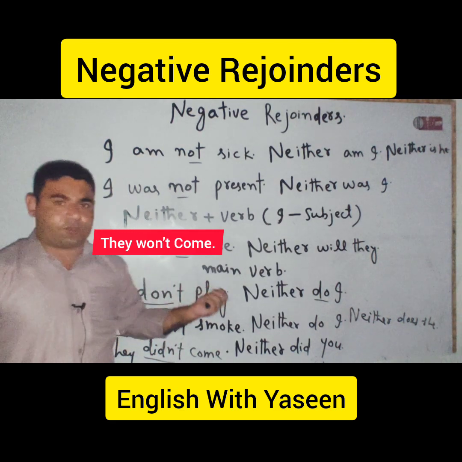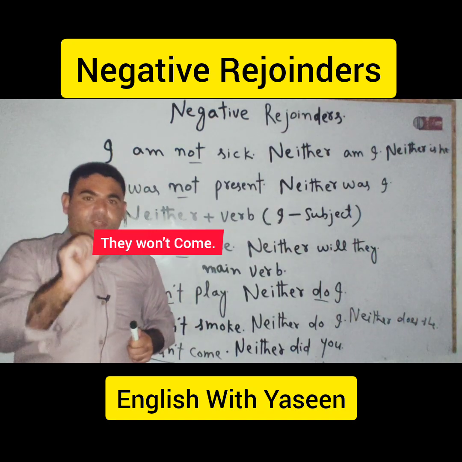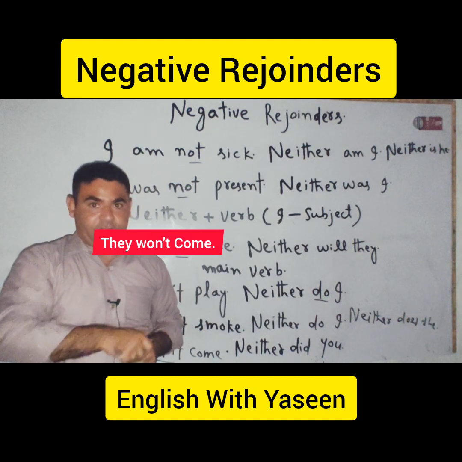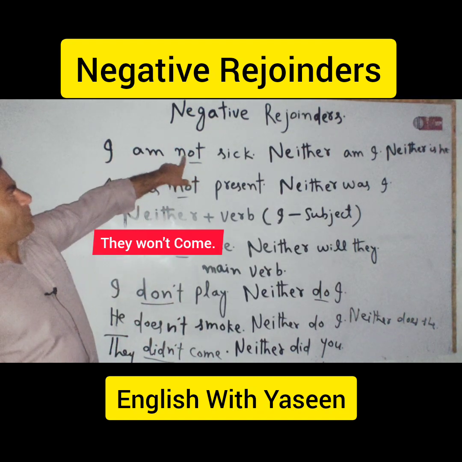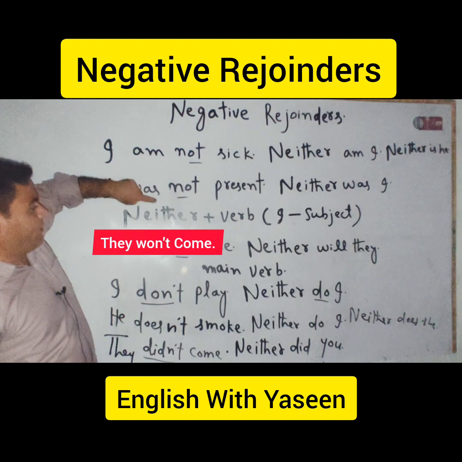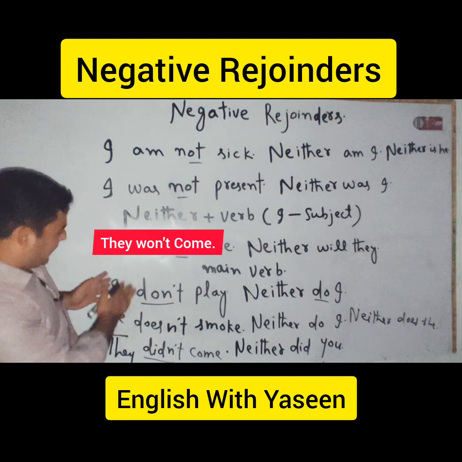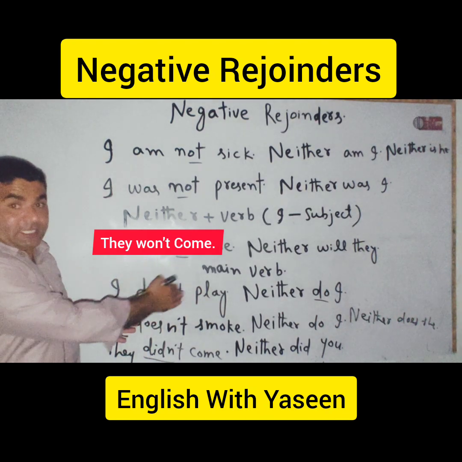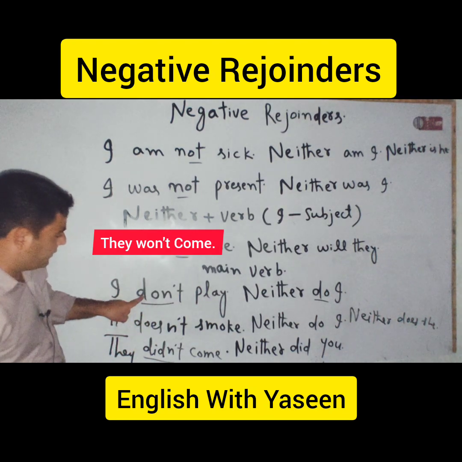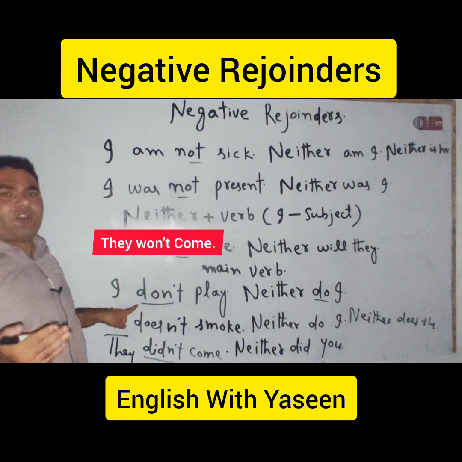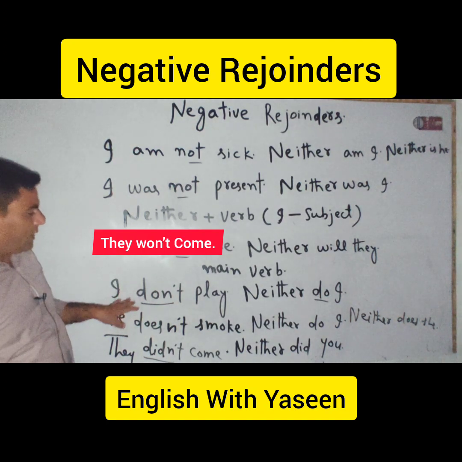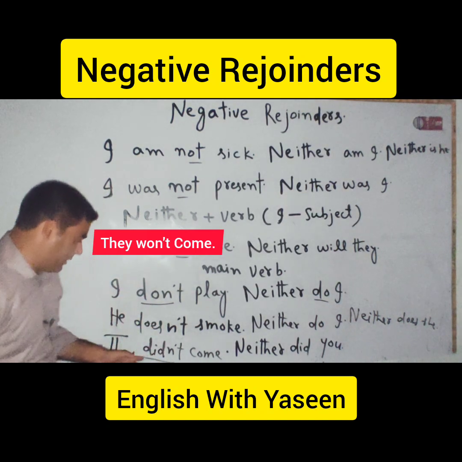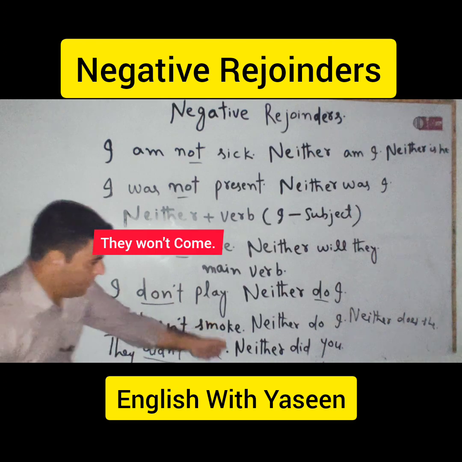Now as I told you, rejoinders will either have a linking verb or an auxiliary verb. In these examples, you can see that they're all linking verbs. But if you look at these sentences, they have a main verb or action verb or principal verb. So already helping or auxiliary verbs are present there. Then you will use those helping or auxiliary verbs in rejoinders. They didn't come, neither did you.